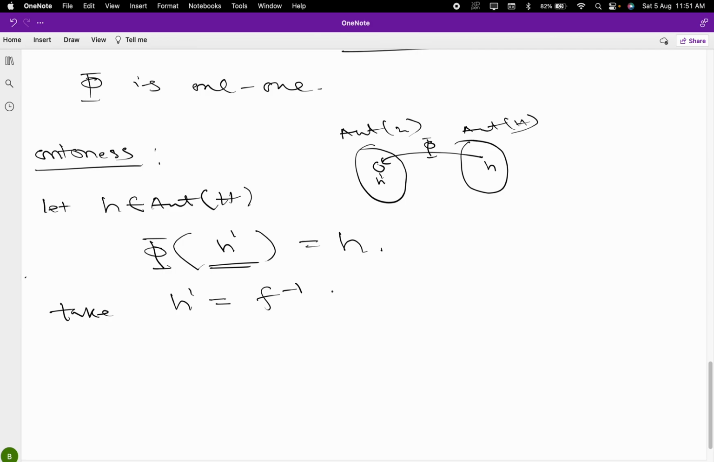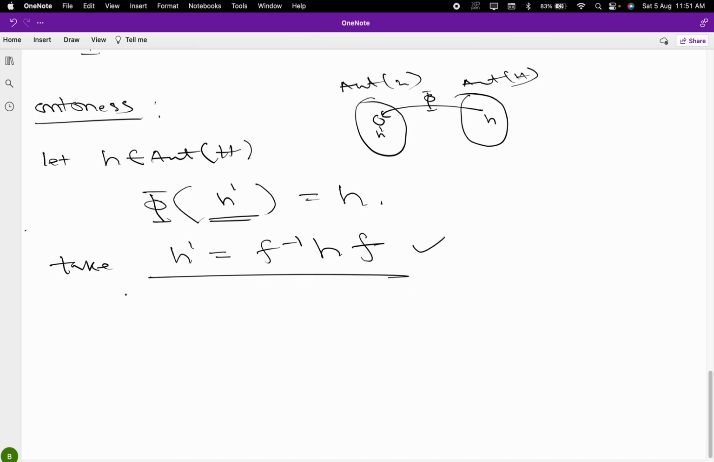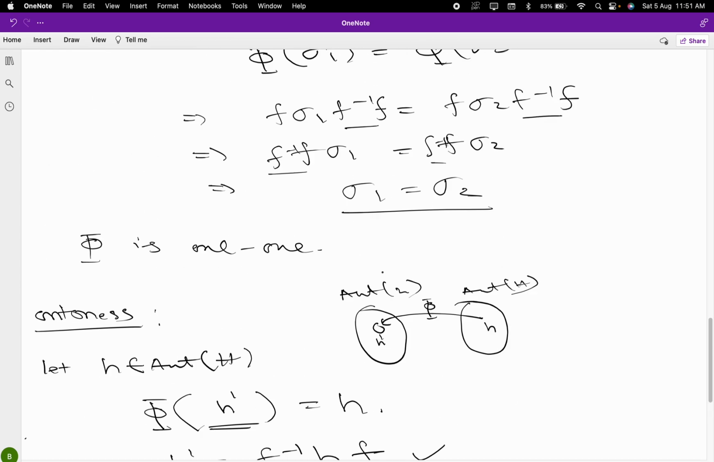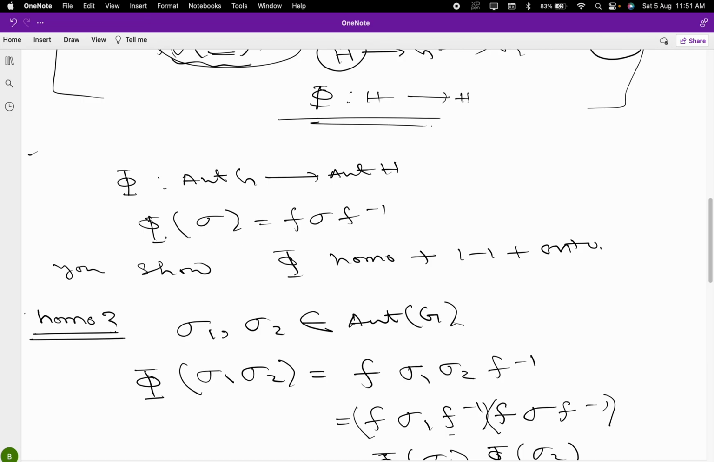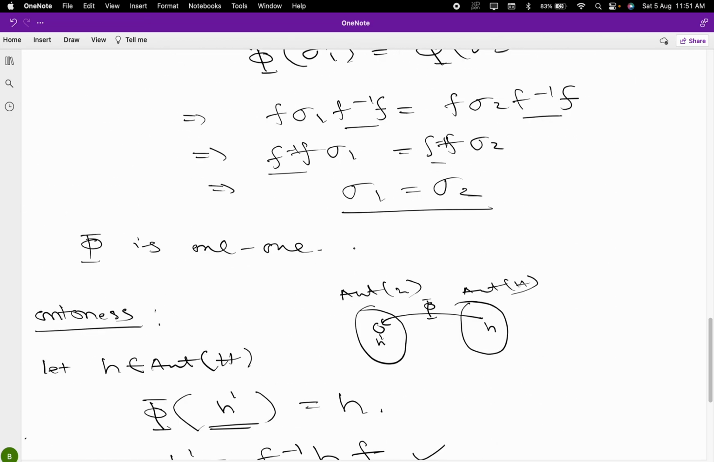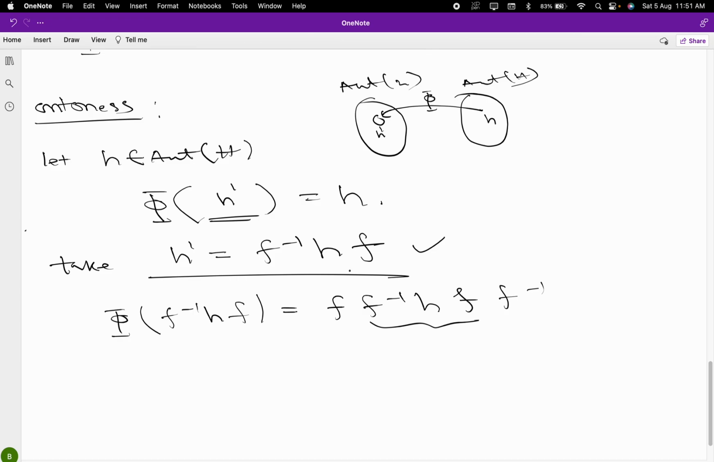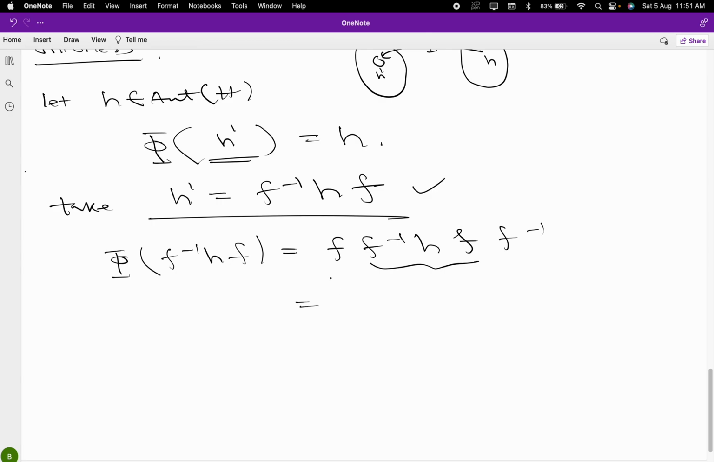Take H dash to be F inverse H F. Of course this will work very nicely. How? If you take phi of H dash, meaning F inverse H F, you will get F of F inverse H F, then F inverse. The phi map is already defined like that; I am just using the definition of how I have defined the map phi. So these two will give us identity, and we are only left with this map H.